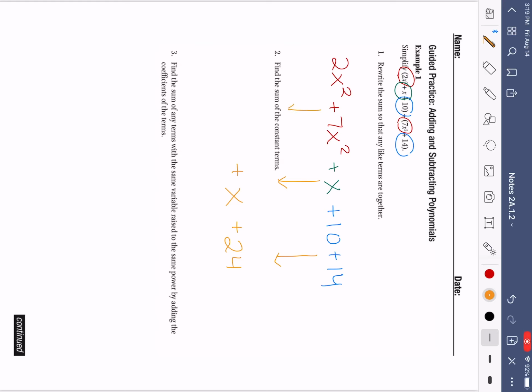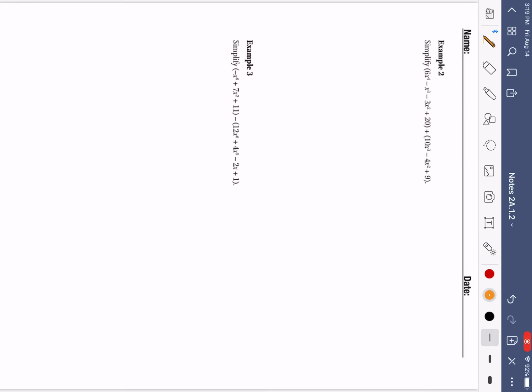And then we're going to add the x squared term. So we have 2x squareds and 7x squared. So we have 2 here, 7 here. That means we have a total of 9x squareds. And that's just our answer. So we did step 3, I guess, up here. Okay. All right, let's go to example 2.